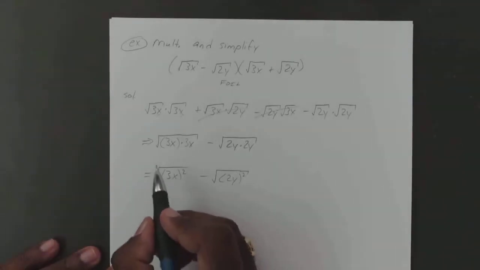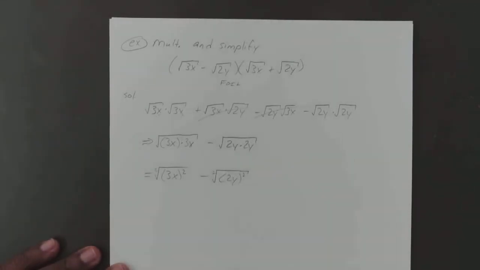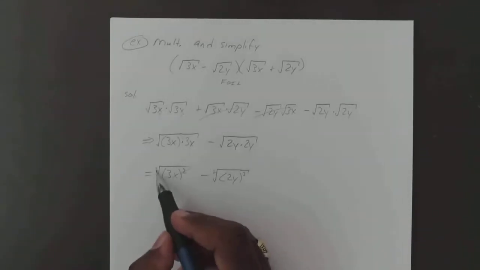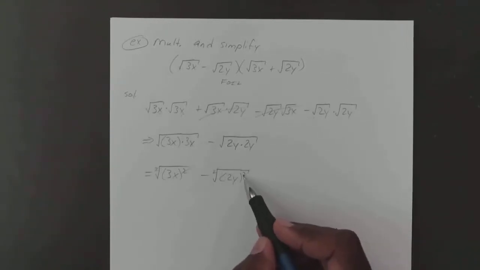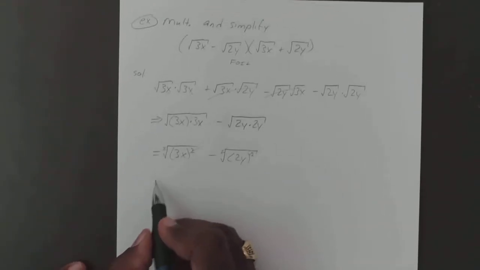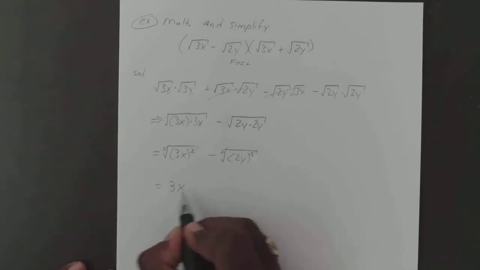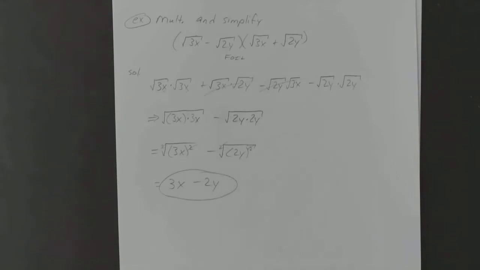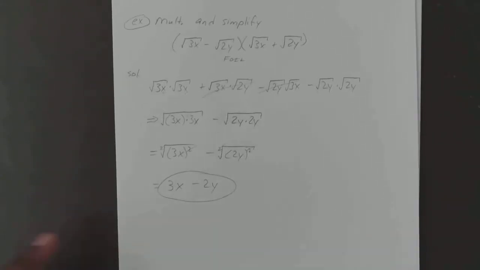Remember, whenever you have a square root and nothing's there, you assume that that's a 2, which means your exponent and your index cancel out. When they cancel out, you're just left with 3x minus 2y. All right. Any questions on that one? Okay, leave that up.